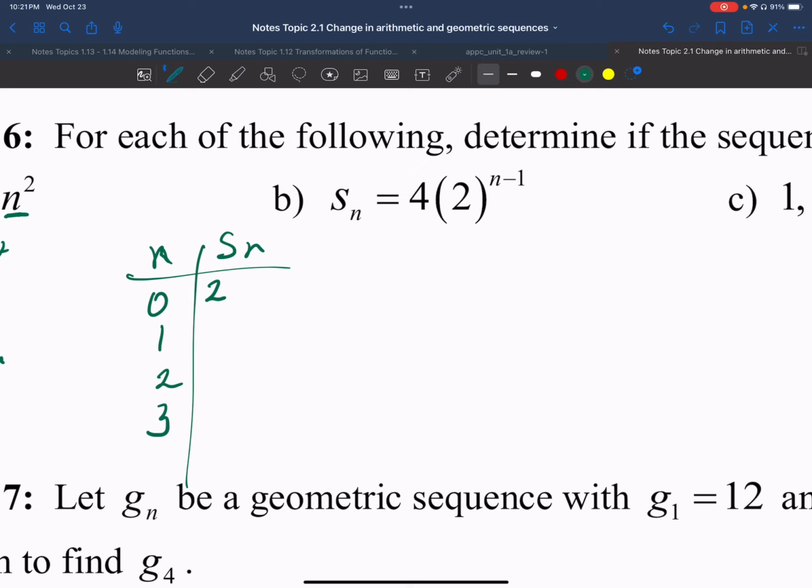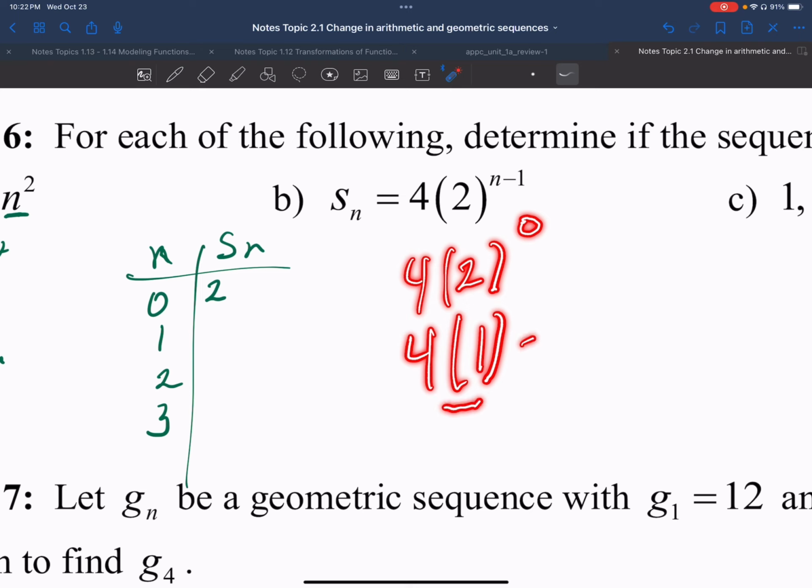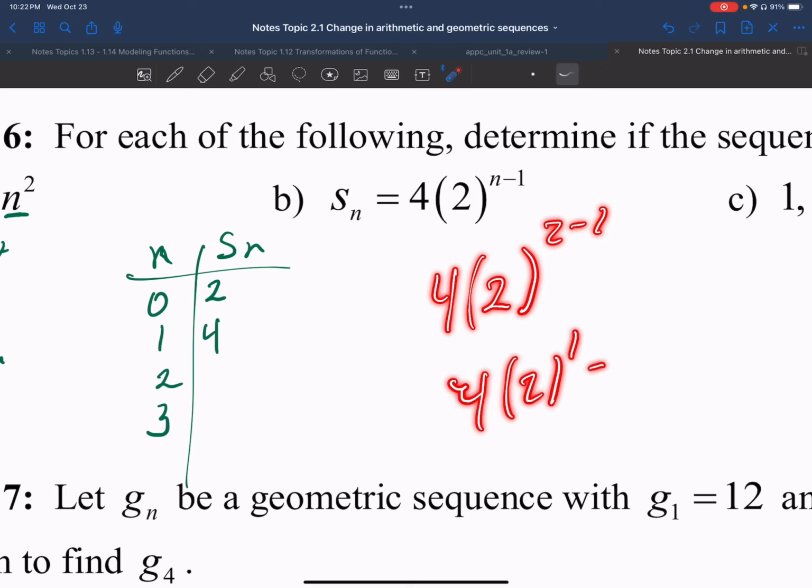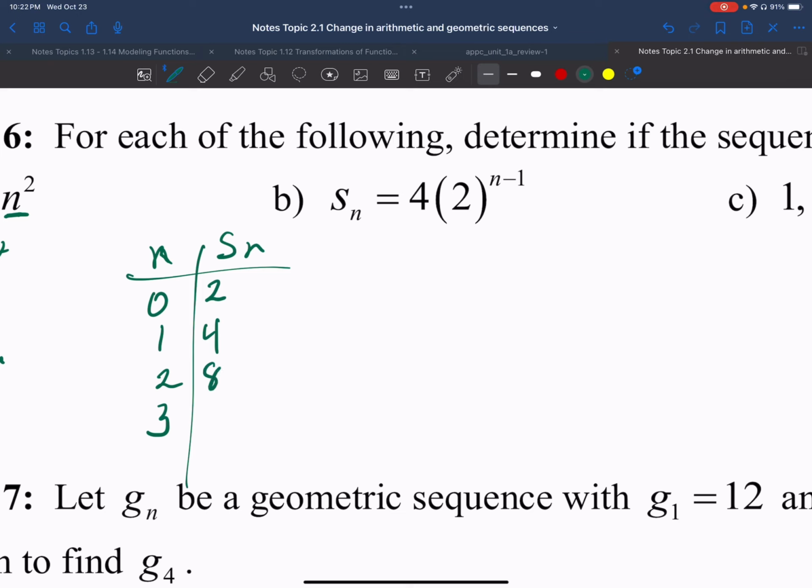For the next one, I'm plugging in 1. So it'll be 4 times 2 to the power of 1 minus 1, which is 0. Again, 4 times 2 to the 0, which is 1. So that will be simplified to 4. For the next one, 4 times 2 to the power of 2 minus 1, which is the same as 4 times 2 to the 1, or the same as 4 times 2, which is 8. So 8 will be the next one. And then 4 times 2 to the power of 3 minus 1, which is 2, or 4 times 2 squared, which is 4 times 4, which is 16.